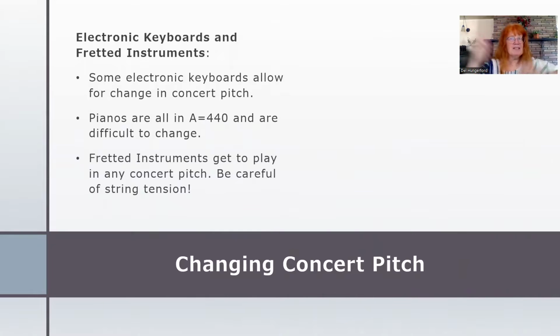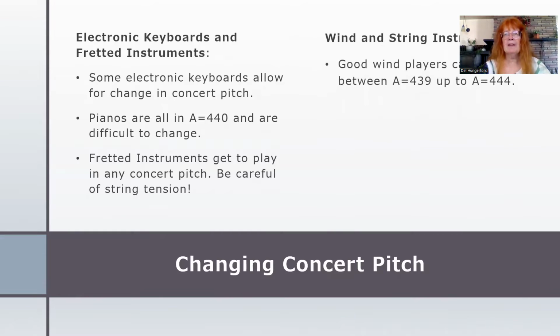So if you start messing with that, then you're not going to have as good of a tonal quality and resonance of specific notes once you start changing string tension, either on a keyboard or a fretted instrument. Winds and strings. Good wind players can play anywhere between A439 up to A444, which we've already said.